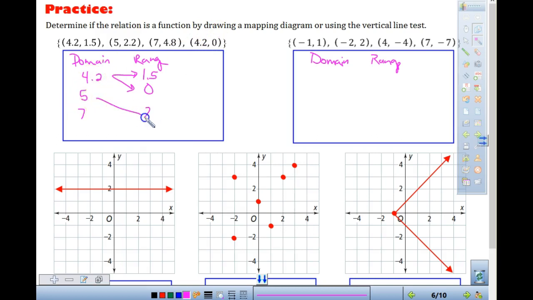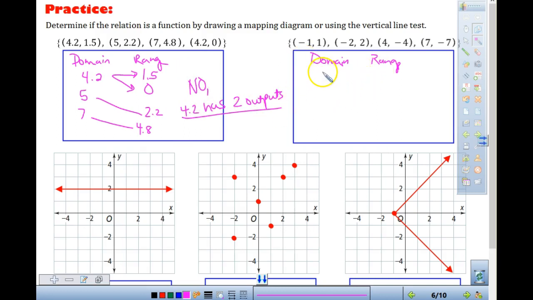5 goes to 2.2, and 7 goes to 4.8. Is this a function? No. And if I asked you why, you would say that 4.2 has 2 outputs. Okay? Usually on the test, I will probably ask you for the reason why. So you just give the no or yes.